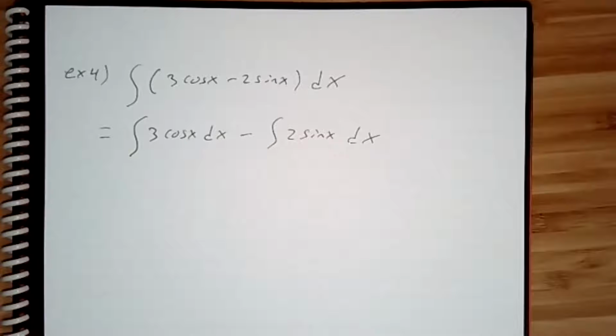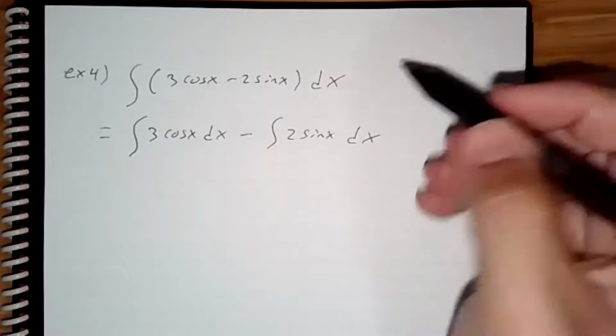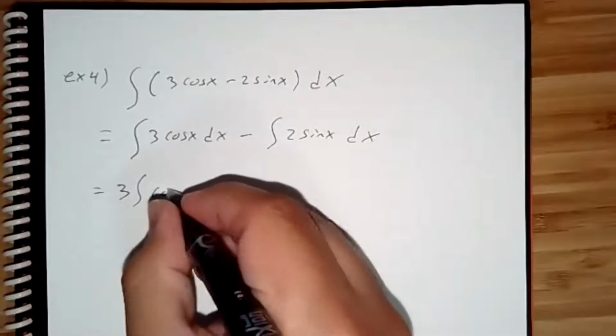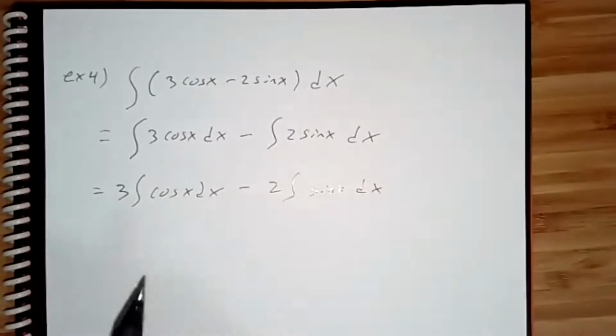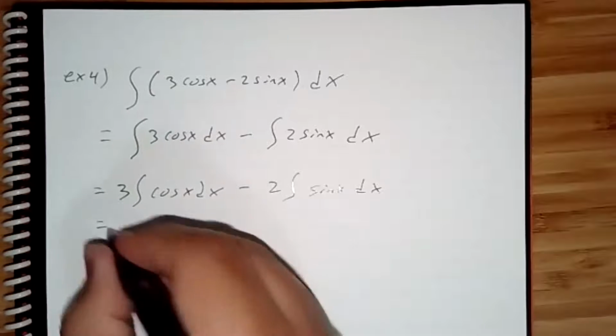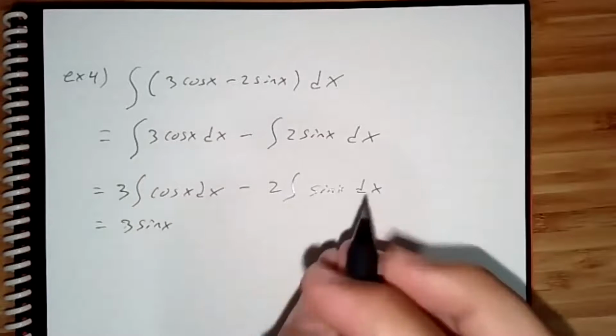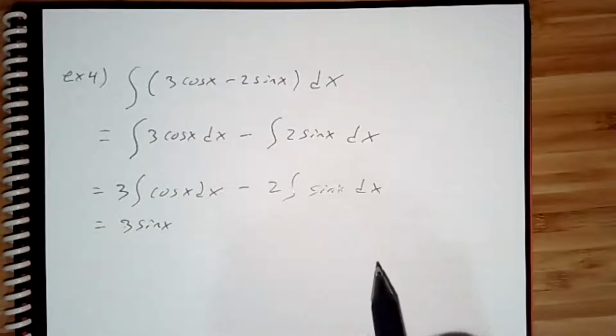Sine x dx. Okay, sine x. That's it. Okay, so we'll integrate them separately and just pull out the constants in the way. So we're going to have 3 cosine x dx minus 2 sine x dx. So what is the integral of cosine? Cosine is sine x plus c. Yeah, this will be simply 3 sine x plus c. But we'll put the c at the end because there's only going to be one c.